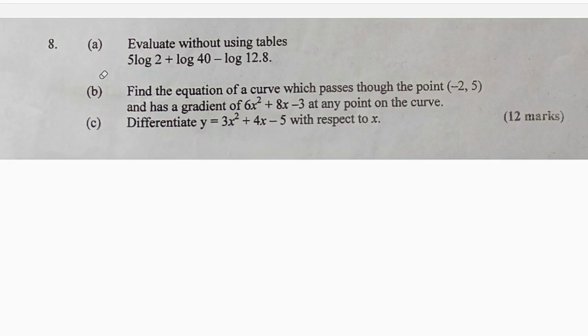Question number 8a, we are asked to evaluate without using tables 5 log 2 plus log of 40 minus log of 12.8. And the B part, we are asked to find the equation of the curve which passes through the point negative 2, 5 and has a gradient of 6x squared plus 8x minus 3 at any point on the curve. And lastly, we are asked to differentiate the function 3x squared plus 4x minus 5 with respect to x. All right, let's get started.